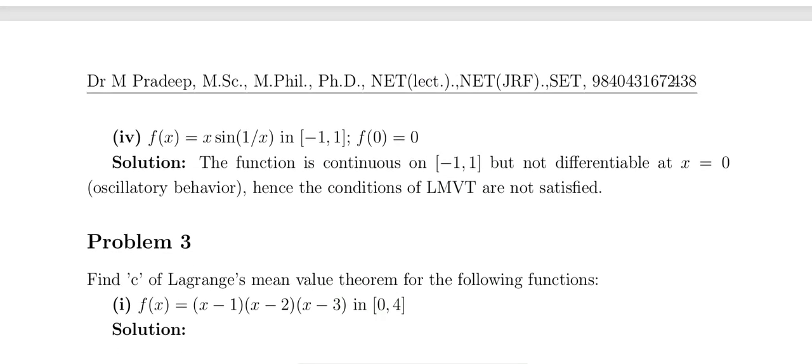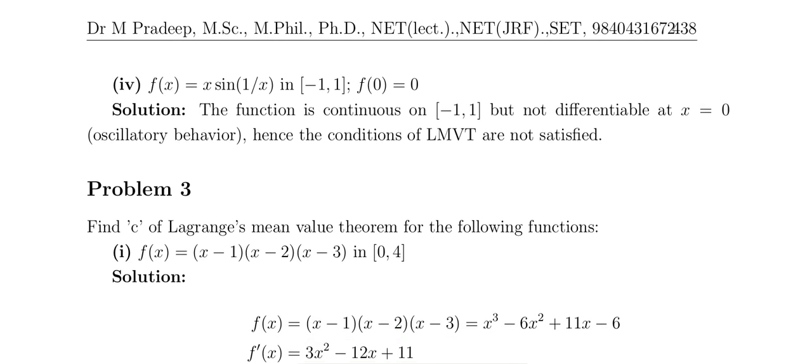Then x into sin of 1 by x, a problem we have already seen. Here f of 0 equals 0 is given, so f of 0 equals 0 is defined. The function is continuous on minus 1 comma 1 but not differentiable at the point x equal to 0. When would it be differentiable? If instead of x we have x square or x cube, it may be differentiable. So the Lagrange mean value theorem is not applicable here.